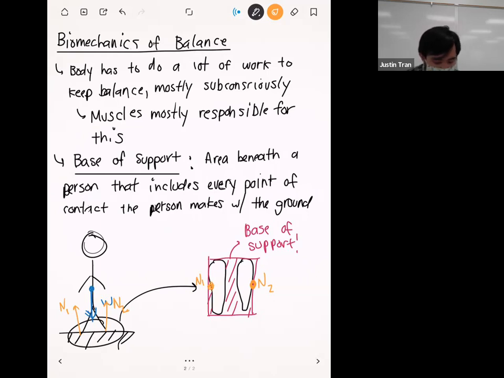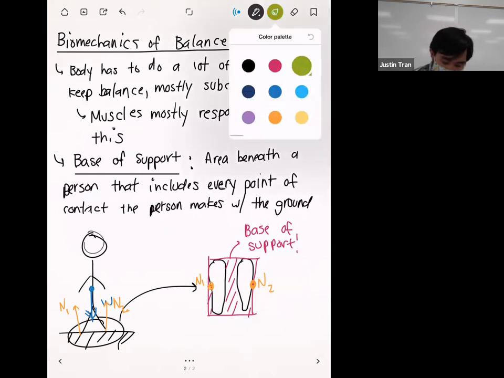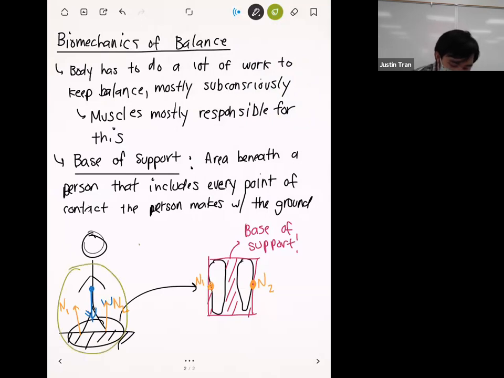And so if we took this image here and let's say we were to sum the moments around a point right here, so we'll call this P, and P is directly below the person's center of mass. If N1 and N2 are the same, so let's say this person is standing up completely normally, so both feet are supporting the same amount of weight, then we can see that the net moment around this P is 0.